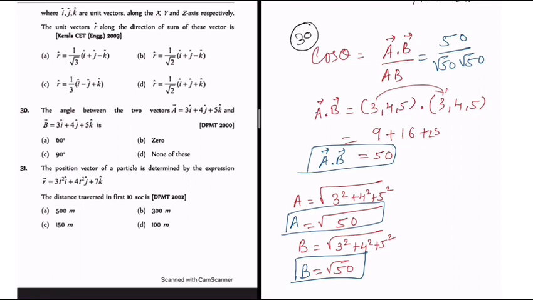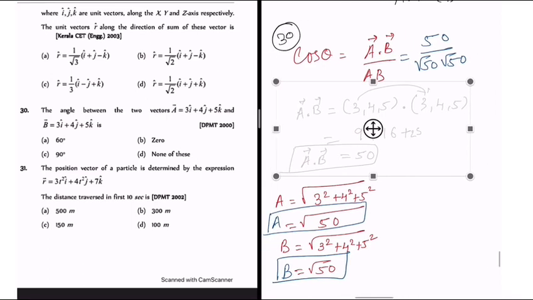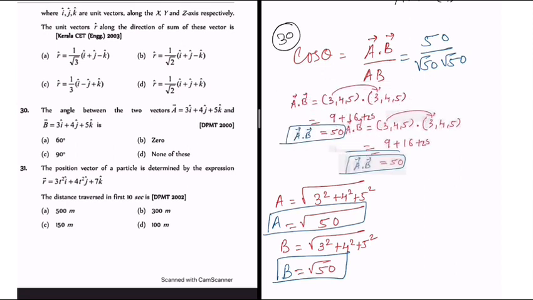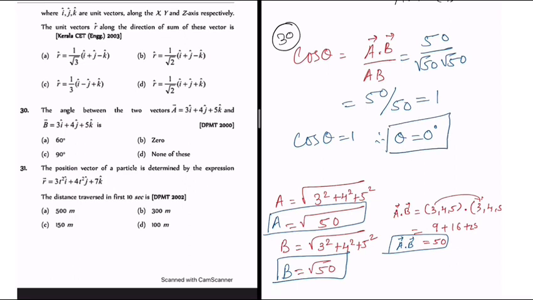Okay, what is your answer for this? Here answer is 50 upon 50, which is 1. Cos theta is 1, therefore theta is 0 degree. Theta is 0 degree. What is your answer? Answer is B.